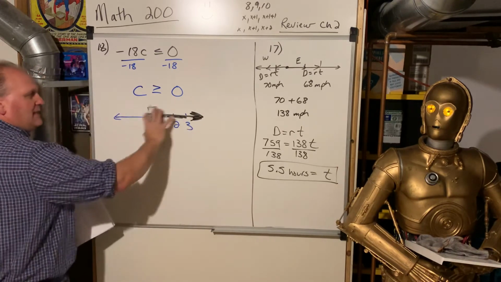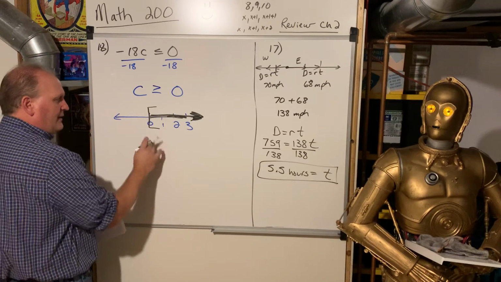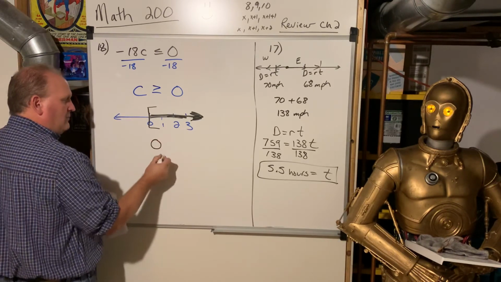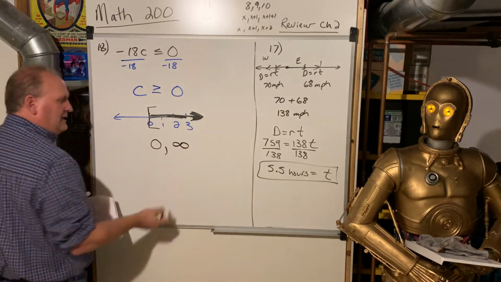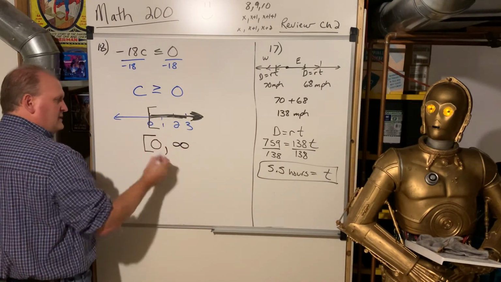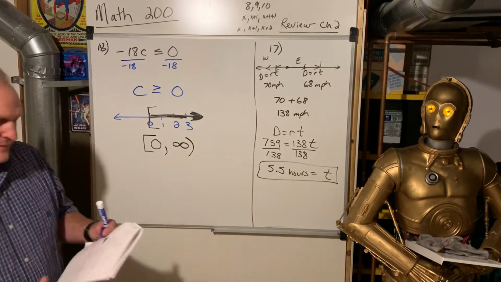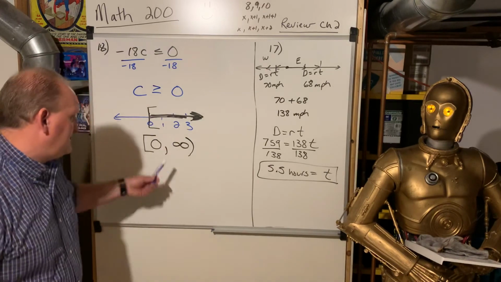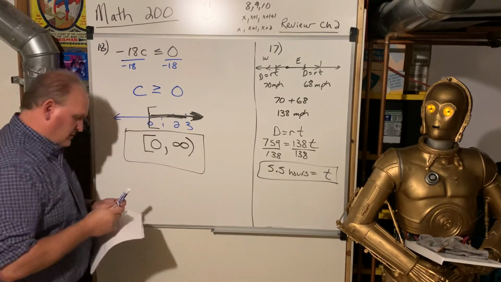Now, let's pretend like I hate pictures, like a calc teacher. And I want to know it's 0 to positive infinity, and a bracket on the 0, and infinity never ever gets a bracket. It's always going to get a parenthesis. All right? And so this is interval notation. So it's a picture without drawing a picture.